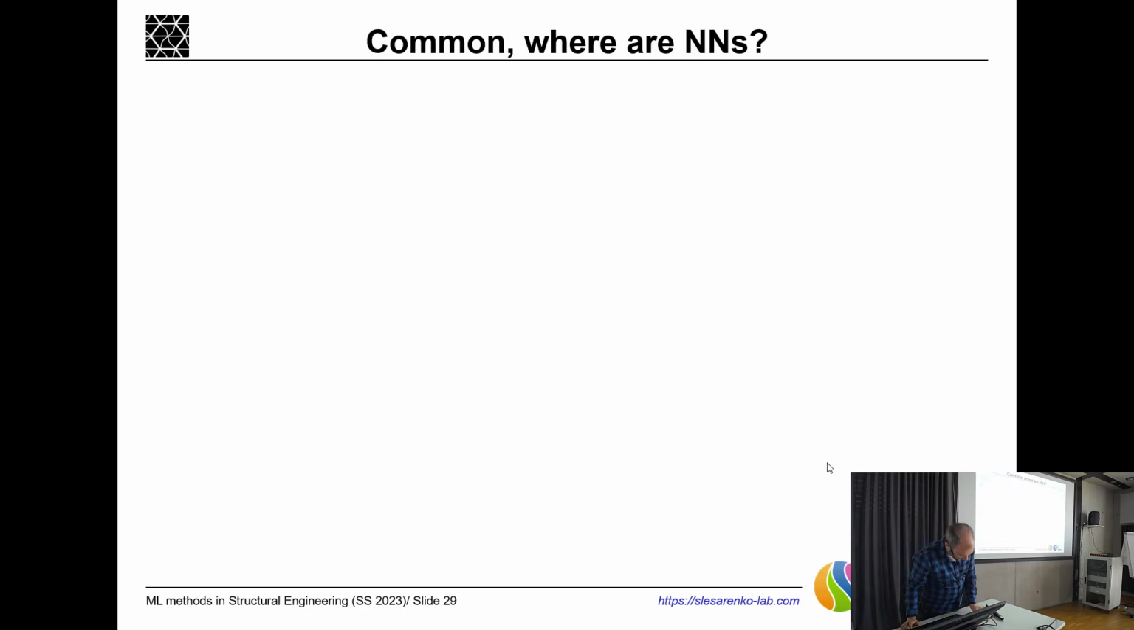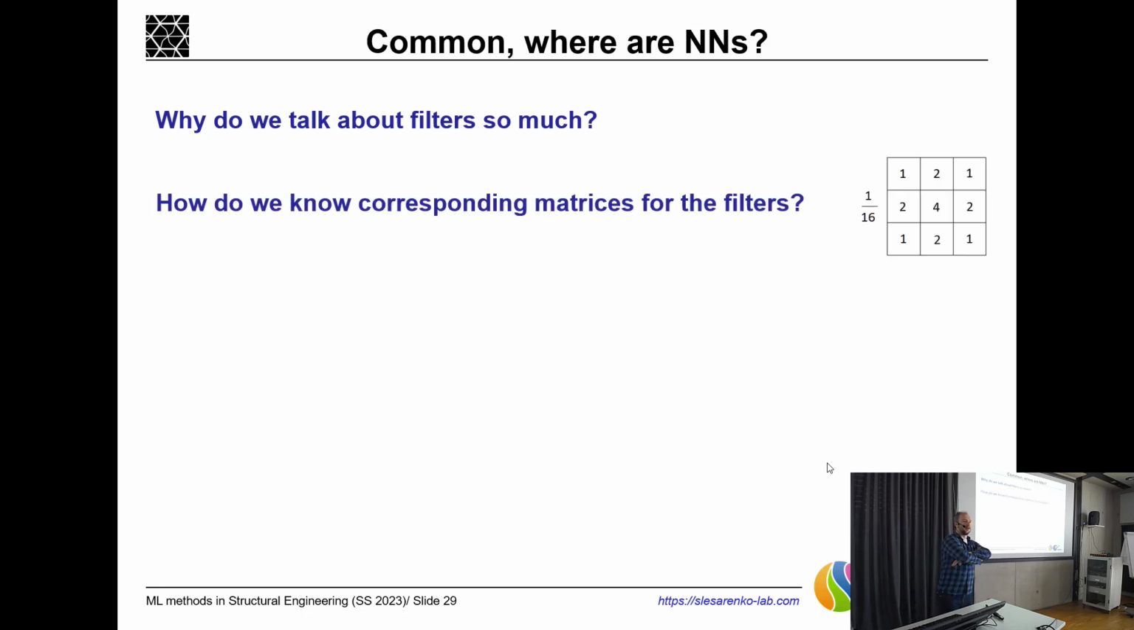Finally, the question: where are neural networks? We are talking about filters, we are talking about cool convolutions, and they're really nice. Unfortunately, we are not talking about neural networks. The question for you, if you follow me: how do we know the corresponding matrices for the filters? How did we get these edge detection filters? What have we done?